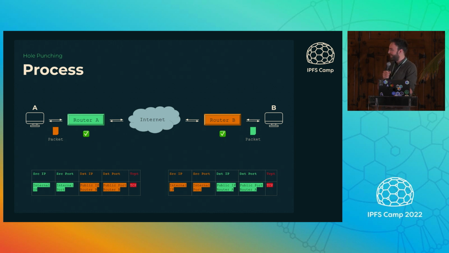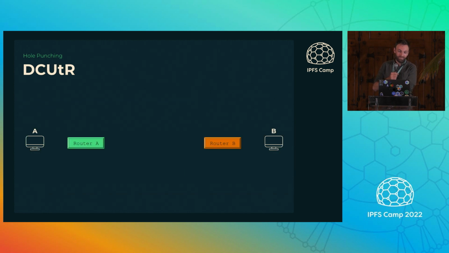So this would be, in a nutshell, how hole punching works. So how does this work in the libp2p world, and mainly this DCUtR protocol that the people at libp2p have implemented? DCUtR stands for Direct Connection Upgrade through Relay, and this also takes it away.